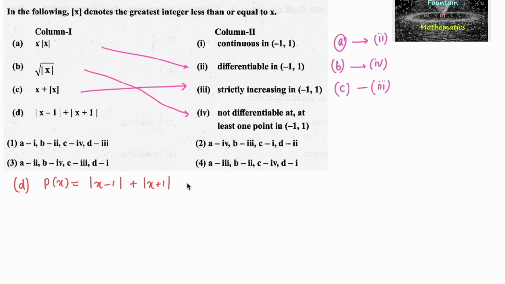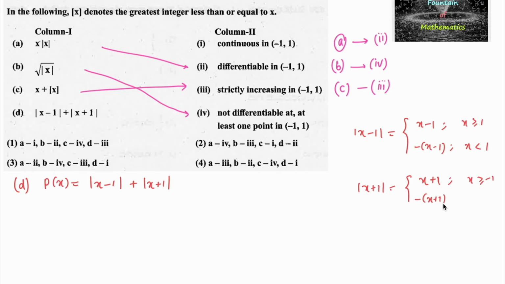So let us consider the three intervals. Mod of x minus 1 will be x minus 1 when x is greater than or equal to 1, or negative of x minus 1 when x is less than 1. Similarly, mod of x plus 1 can be considered to be x plus 1 when x is greater than or equal to minus 1, and negative of x plus 1 when x is less than minus 1.